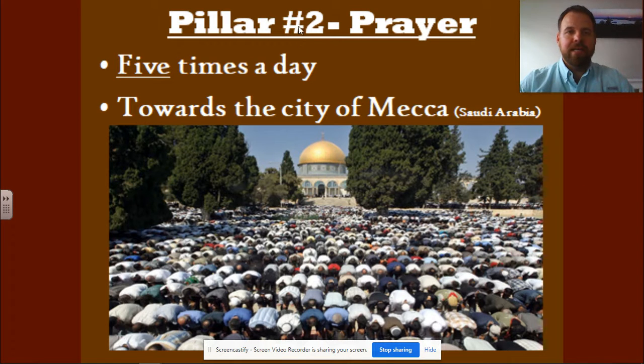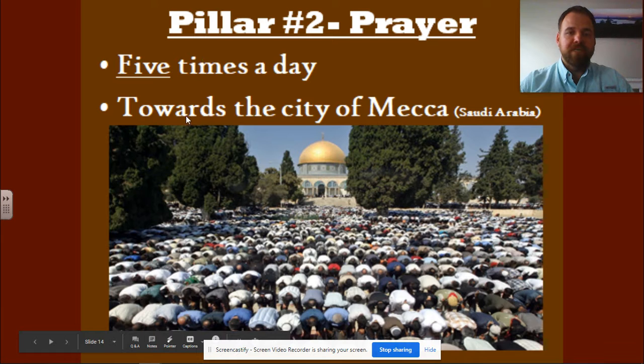The expectation of Pillar 2 is to pray 5 times a day. Those times are set specifically, and as you see in the picture, when Muslims pray, they pretty much get down on their knees and then bend all the way forward and put their head on the ground. They put their forehead pretty much to the ground when they pray as a sign of respect to God.